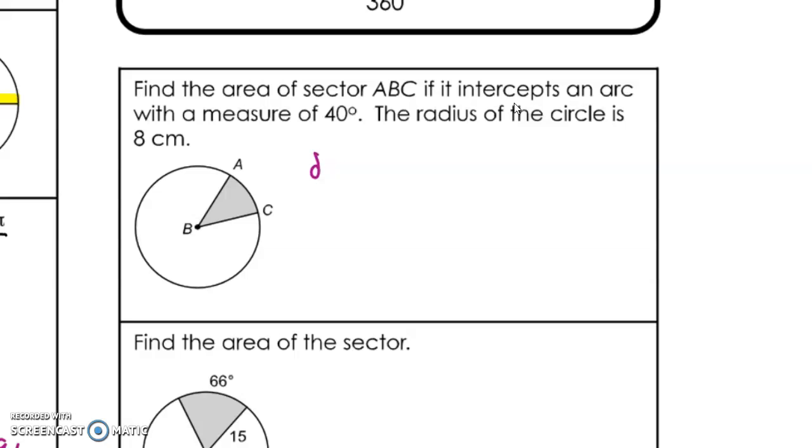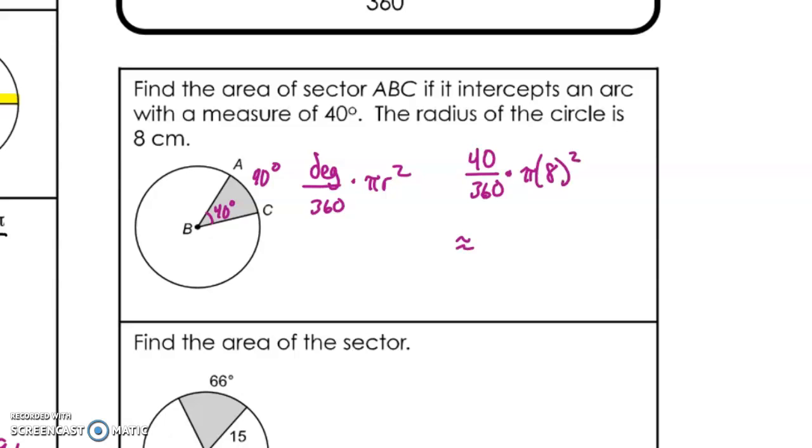Okay, so this is actually pretty easy. I'm just going to write our formula for the first time. So, find the area of the sector if it intercepts an arc with a measure of 40 degrees. So this arc is 40 degrees. Sorry, I didn't write that clearly. If this arc is 40 degrees, then this angle is also 40 degrees. So the degree is 40 degrees over 360 times pi, the radius is 8 squared.